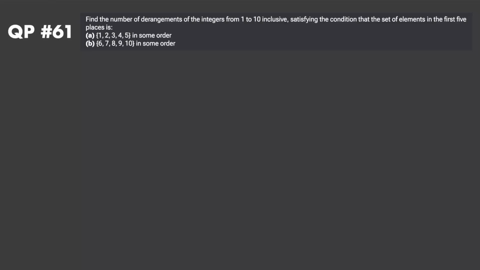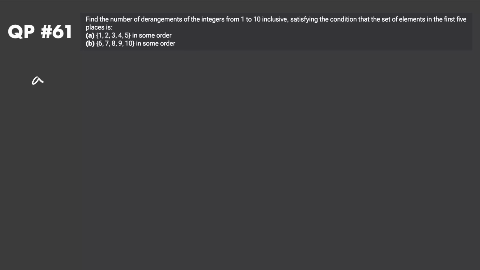Hello everyone, today let's take a look at another combinatorics question. It's going to be a derangements one, Quantipose number 61. We need to find the number of derangements of the integers from 1 to 10, basically satisfying these two conditions down here for part A and part B. Both of these parts should be really easy to solve if you've been following the roadmap.